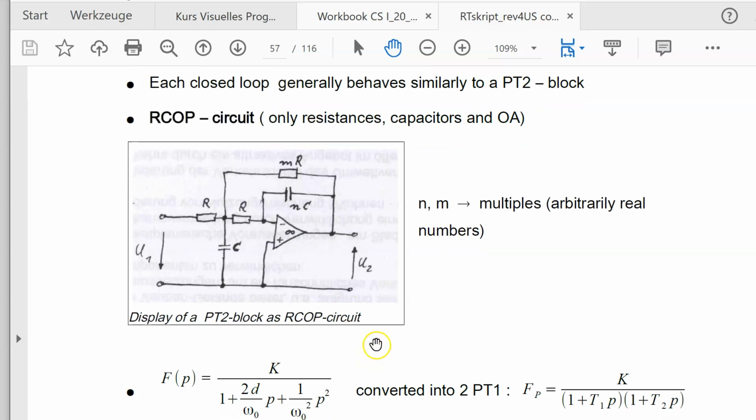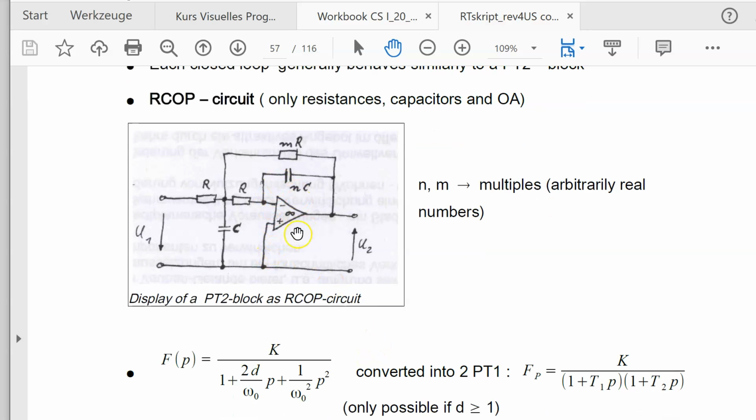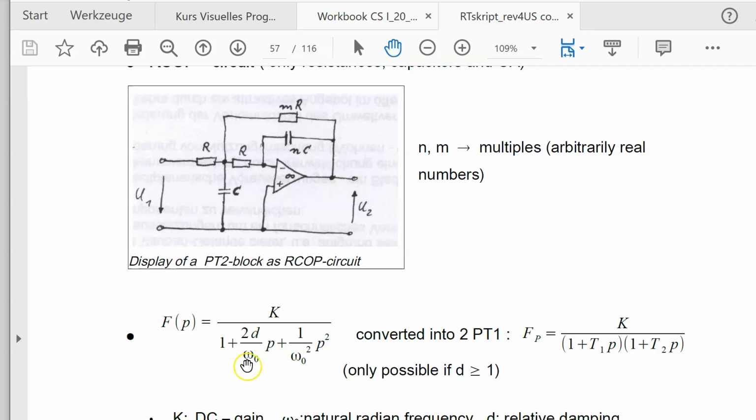Okay, here you see an ideal operational amplifier, a capacitor here, a capacitor there. The ratio of both capacitors is N. Here 2 equal resistors, and here a third resistor. The ratio of this resistance value to this resistance value is M. So you need 3 resistors, 2 capacitors, 1 ideal operational amplifier, and this circuit behaves like this PT2.